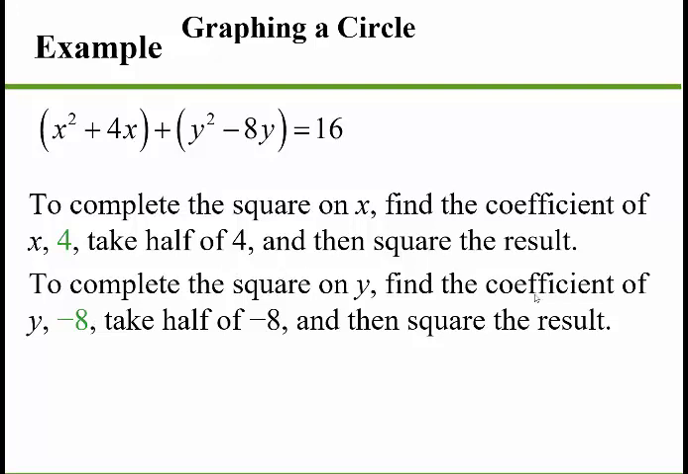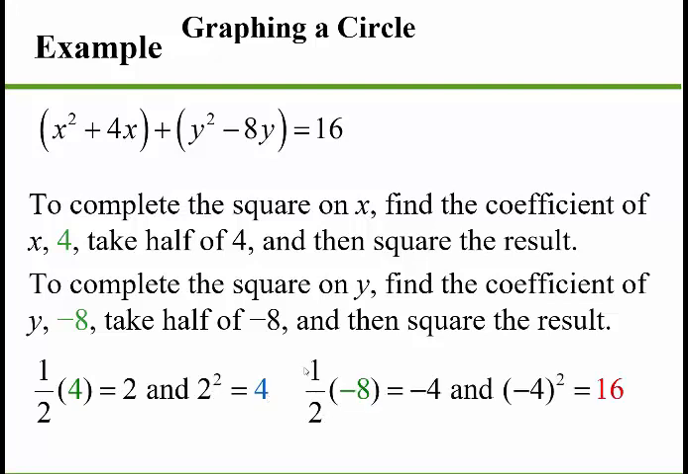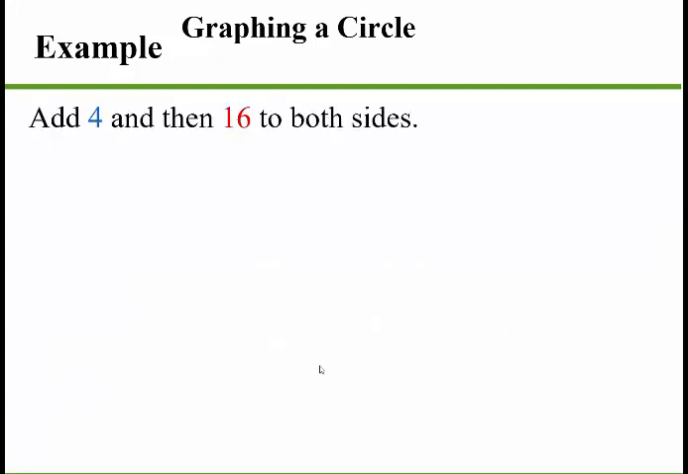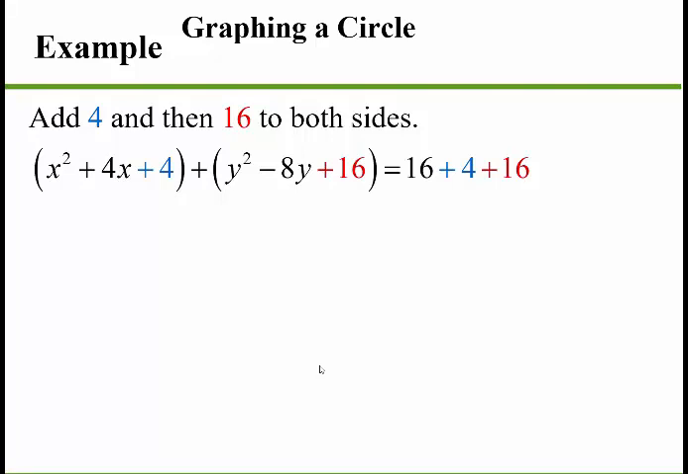To complete the square on y, find the coefficient of just the y. It's -8. Take half of -8 and square the result. The first one: half of 4 is 2, and 2 squared is 4. Over here, half of -8 is -4, and -4 squared is 16. Keep those in mind. Add 4 and add 16 to both sides as follows. I took the 4 that I got from here and tucked it in here, and I took the 16 and tucked it in here.